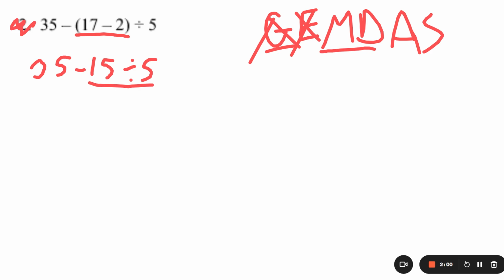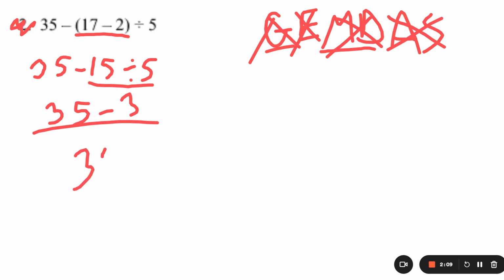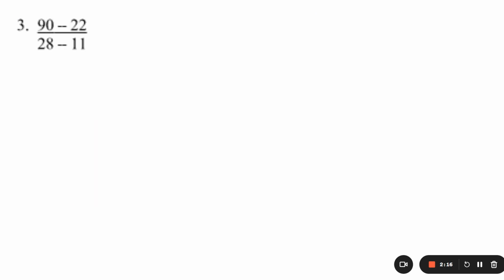15 divided by 5, that's going to give me 3. So now I have 35 minus 3. And then I do adding and subtracting. So 35 minus 3 should give me 32. Too easy. It's almost too easy. All right, let's move on to the next one.